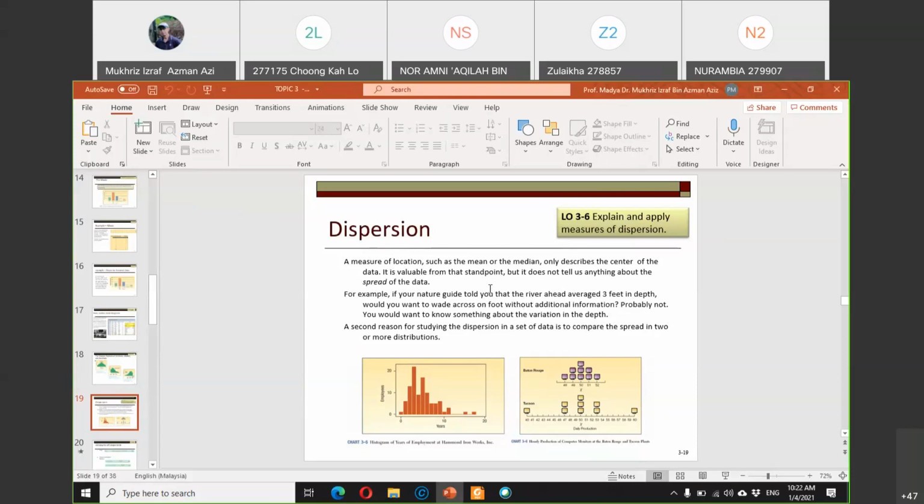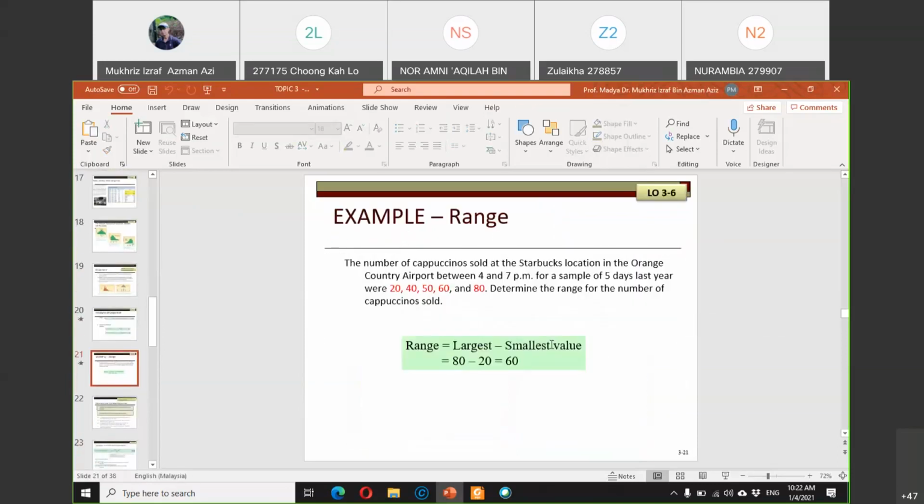Basically, you want to get to know your data better: how dispersed or how spread out the data is. That is the idea of dispersion. And there are a few ways to calculate or determine your dispersion value. The easiest one is range.